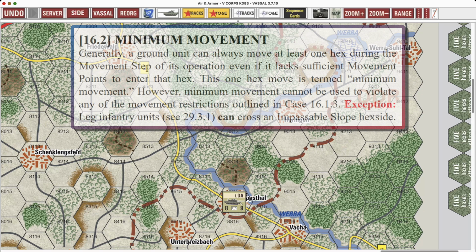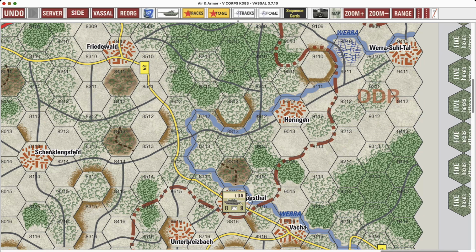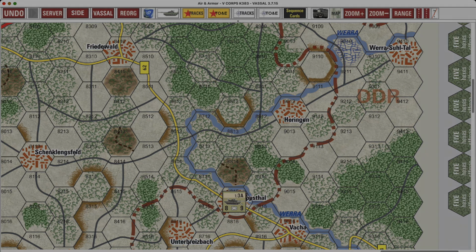However, the minimum movement rule states that any unit can move at least 1 hex when it moves, even when it lacks the movement points to enter that hex, provided that it is not crossing an unbridged major river hex side or an impassable slope, 2 hex sides that are normally blocked. So this movement into this hex is possible for this unit using minimum movement. And this concludes our clip on tactical movement.